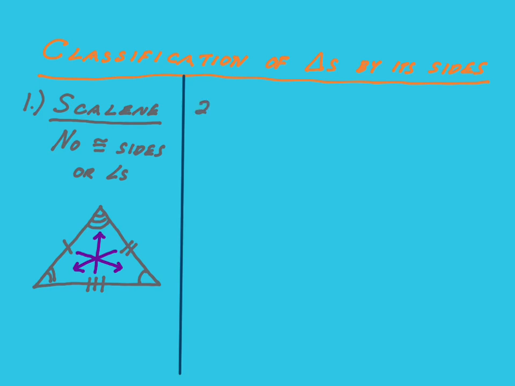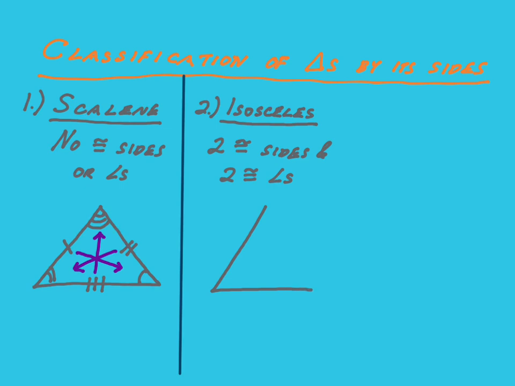The second way we can classify triangles is a fun word to spell and maybe say for the first time if you've never seen it, and that is isosceles. Isosceles triangles have two congruent sides and thus two congruent angles. If I make an isosceles triangle, the way I've drawn it, I'm going to make the two sides left and right the same, and the bottom to be different.